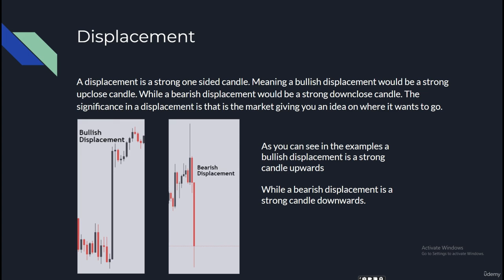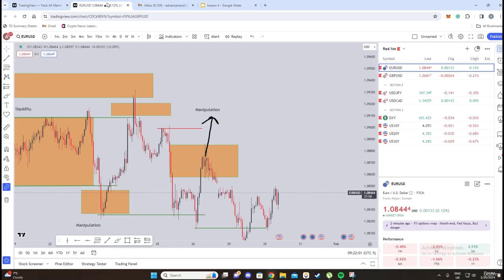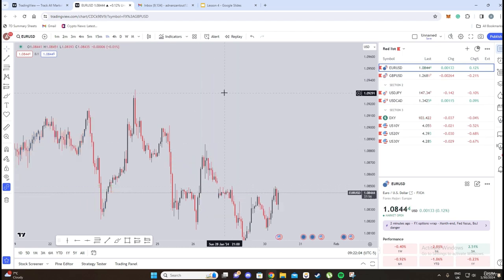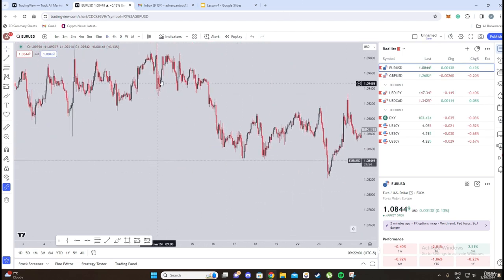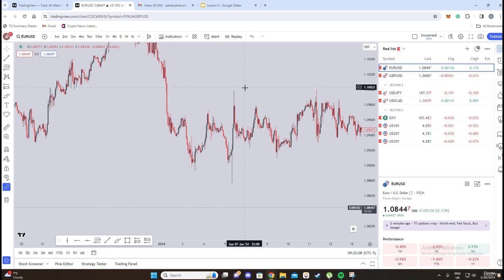and the importance of a displacement is that this is what causes inefficiency in the market. So if you go back here, let me clear all of this. So if you go back here, right, let me find you an example.